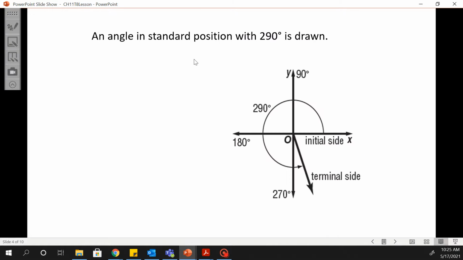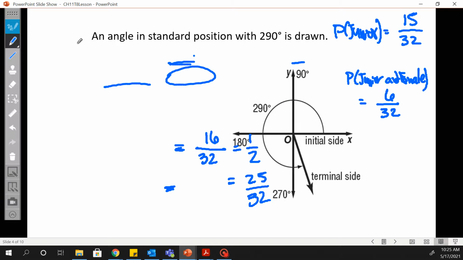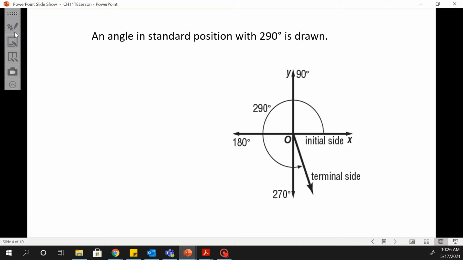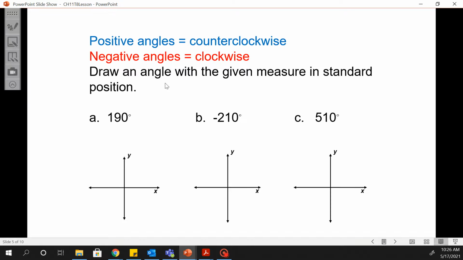An angle in standard position with 290 degrees is shown here. Okay, we can see that the initial side is the positive x-axis. The terminal side is over here, which is about 20 degrees to the right of 270, so this would be a 290 degree angle right here. This whole thing would be a 290 degree angle, in standard position, of course.